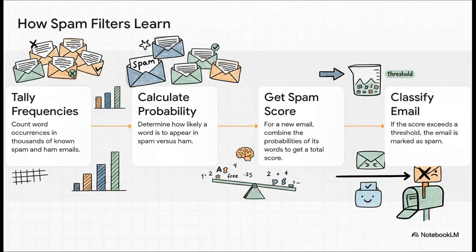Okay, so this is where the real learning happens. We feed the machine thousands of emails that we've already labeled as spam or ham. It just counts the words in both piles and learns that, for example, the word free shows up way more often in spam. So when a new email comes in, it adds up the scores for all its words, and if that total score crosses a certain line, boom, it's sent to the junk folder.